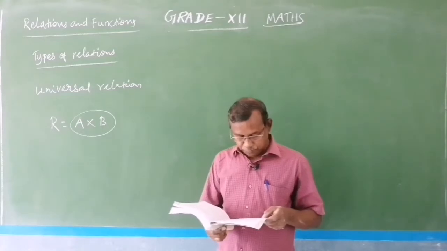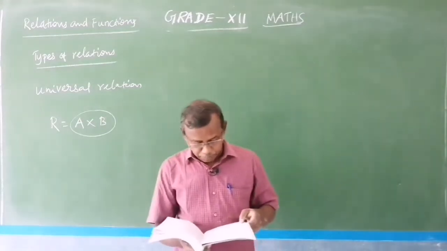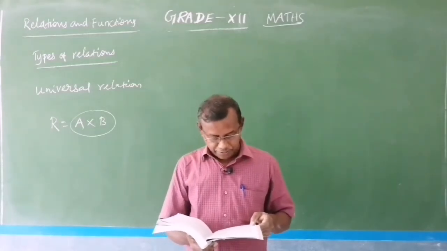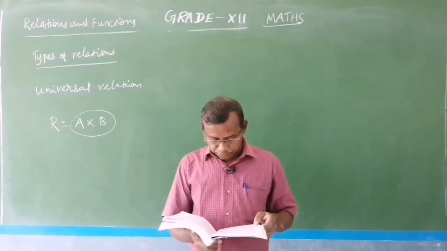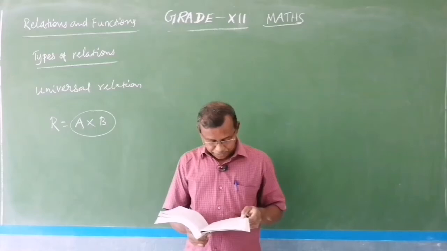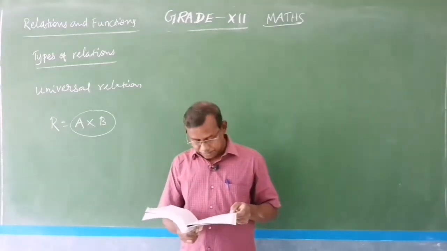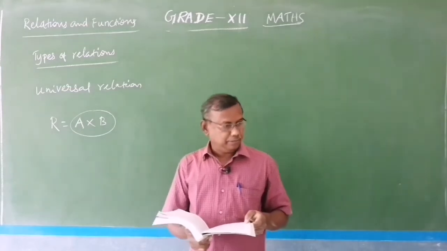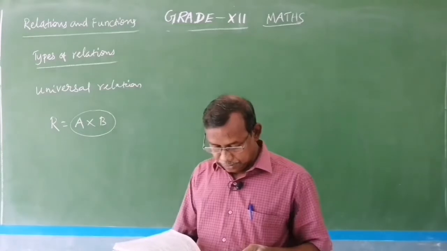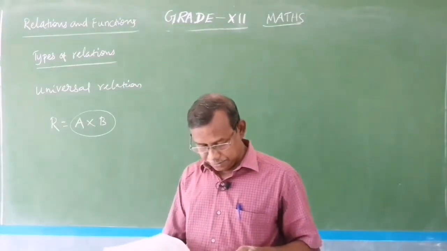Now the important one. In the last but one paragraph: one of the most important relations which plays a significant role in mathematics is an equivalence relation. To study equivalence relation, we first consider the types of relations, namely reflexive, symmetric and transitive. So for an equivalence relation, we must study reflexive, symmetric and transitive relations.